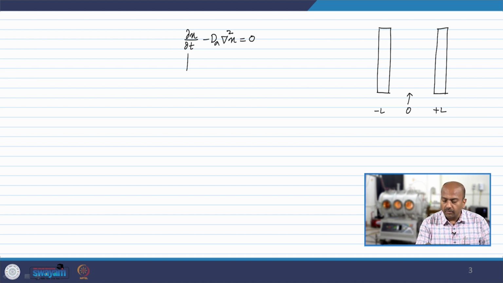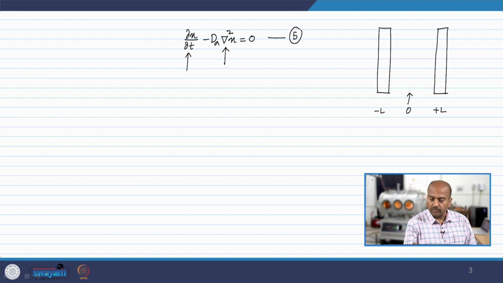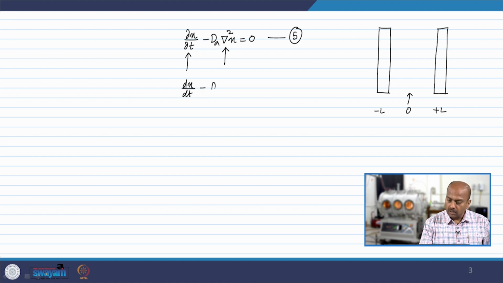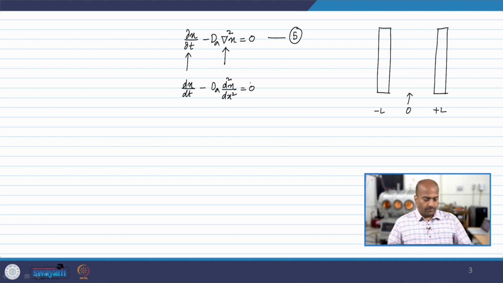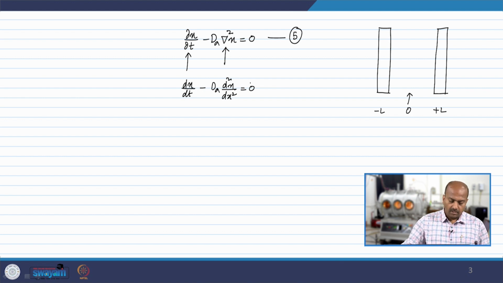So, this term is the variation with respect to time, the number density variation with respect to time, that is somehow related to, maybe, the second order variation of number density with respect to space. So, this has all the dimensions in it, right. So, we call this equation 5, and we can write this equation in one dimension as, let us say, dn/dt minus D_A d²n/dx² is equal to 0, right.